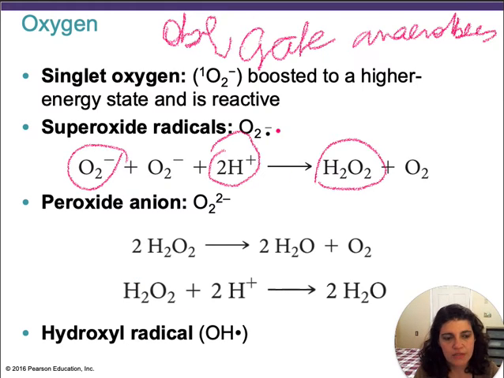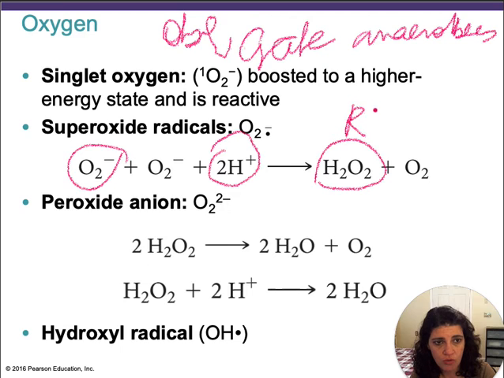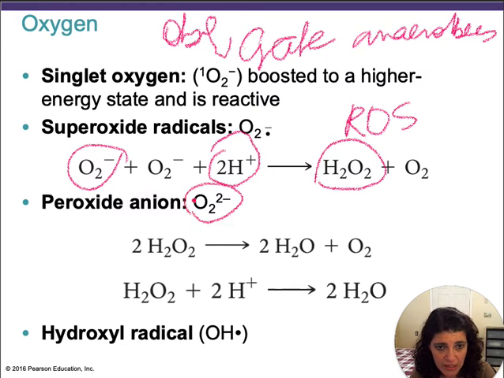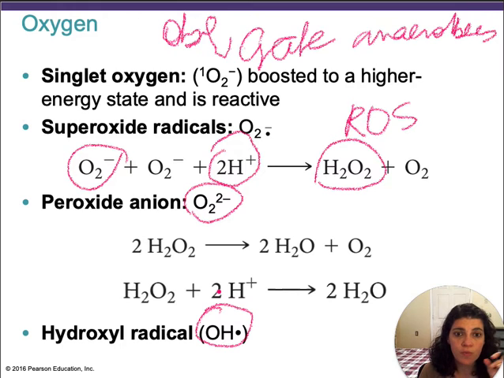This little dot here is an electron. So these reactive oxygen species, this is what they are called, ROS, reactive oxygen species. These substances are super reactive, as their name says, and super toxic. Another one here, peroxide anion. Hydroxyl radical. These are all super reactive and they damage the cell.